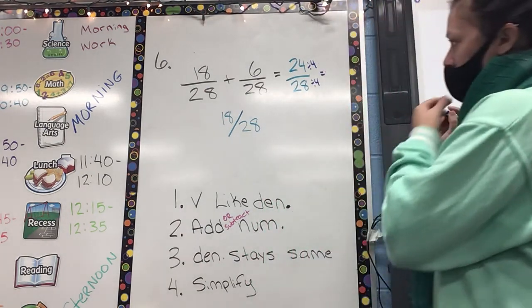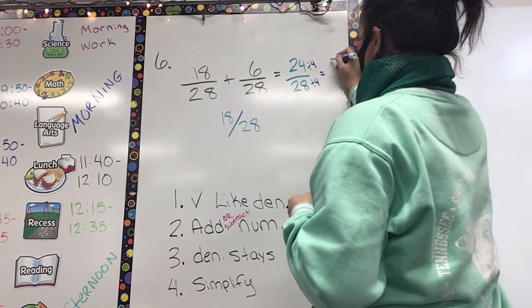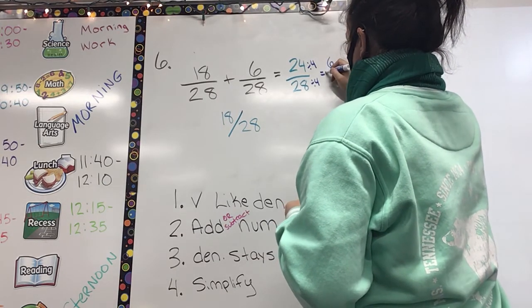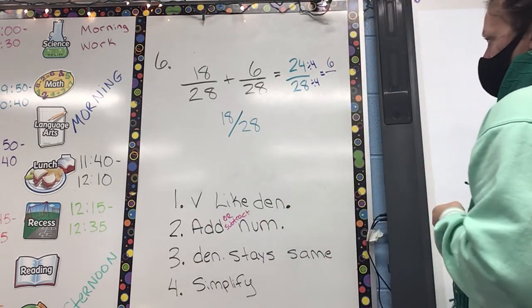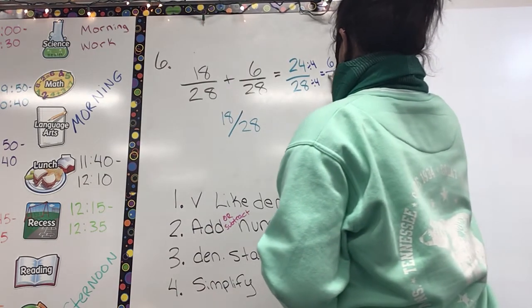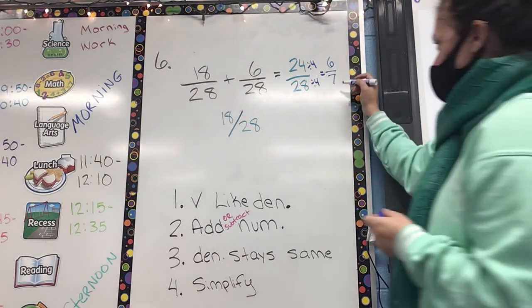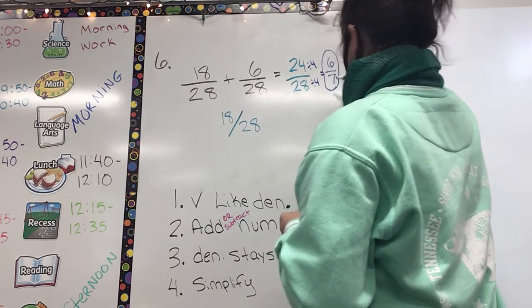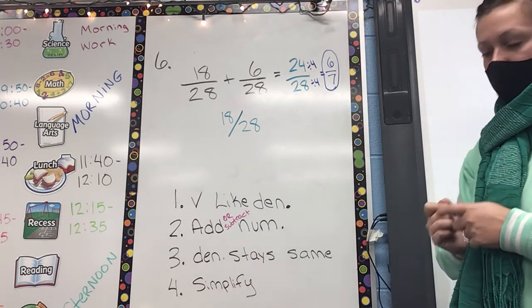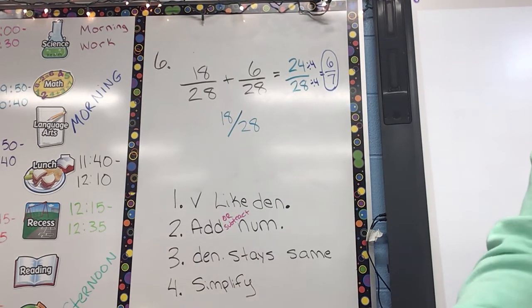24 divided by 4 is? 6. 28 divided by 4 is? 7. Can I simplify any more? Nope. Final answer was 6/7. Very nice.